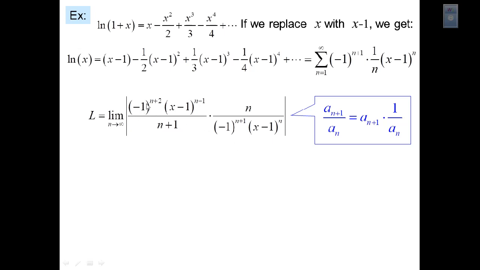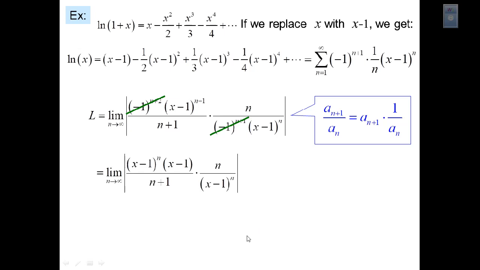Well, our negative 1 to the n plus 2, that's doing nothing but alternating signs. The absolute value is going to strip that out. Same thing here with the negative 1 to the n plus 1. The absolute value is going to strip that out. Now we're going to keep the absolute value around it just in case we end up with any negatives in there, but that's going to get rid of some things that complicate this thing up just a little bit.